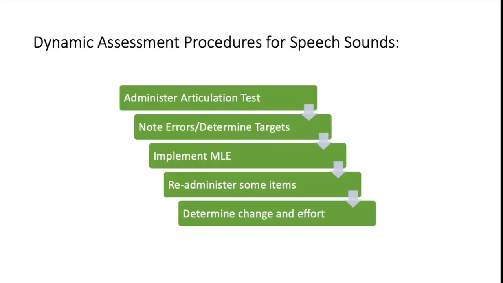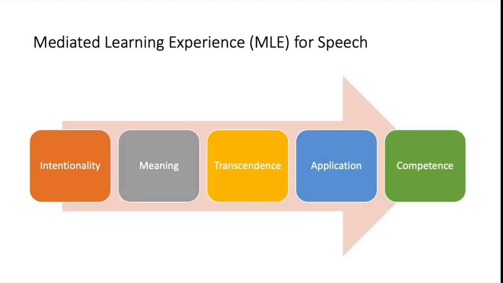So for speech, our dynamic assessment procedure looks like this. We administer an articulation test. We note the errors, which are also our targets for dynamic assessment. We implement the mediated learning experience. That is the teach portion of our dynamic assessment. And then we re-administer some items and look at how well they did on those. So we're determining change, and we're also determining the effort that we had to put in to get that change.